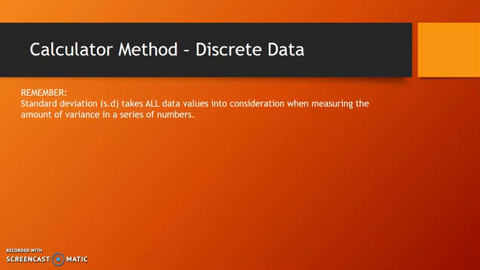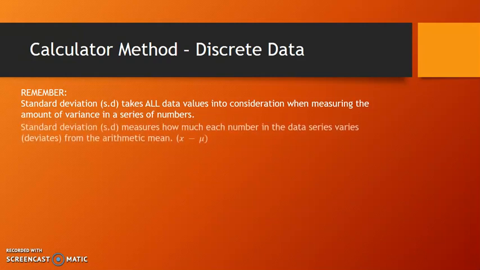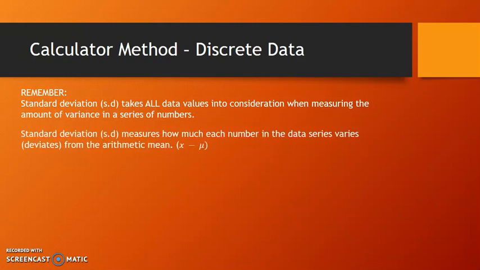Now, just to remind you about standard deviation: it takes all data values, all numbers in your number series, into consideration when measuring the amount of variance in a series of numbers. So it's not just looking at the extreme values like the smallest and the biggest number. It's looking at all data values. Standard deviation also measures how much each number in the data series varies or deviates from the arithmetic mean.